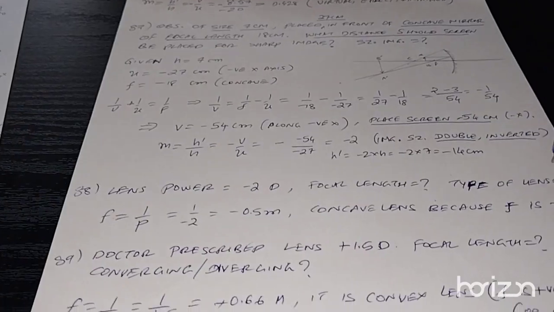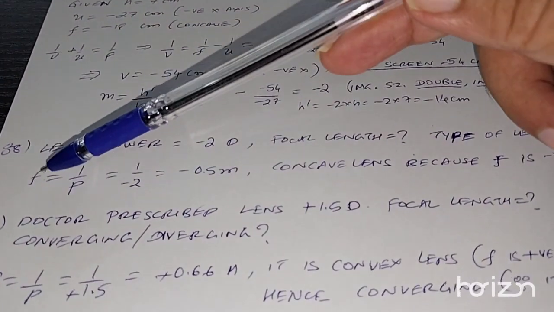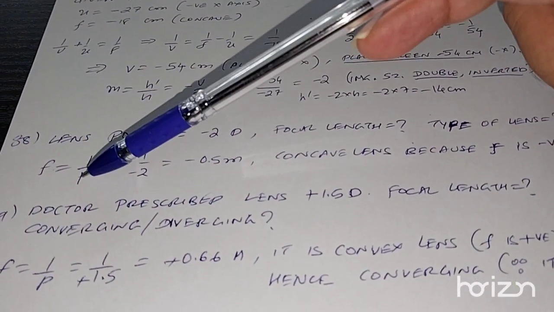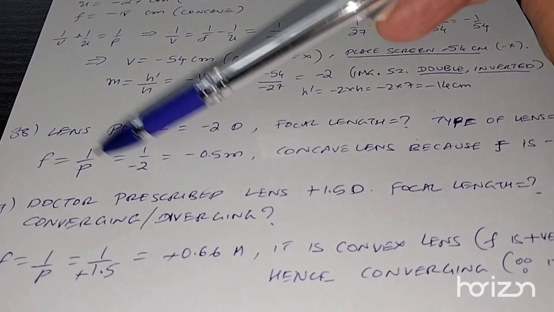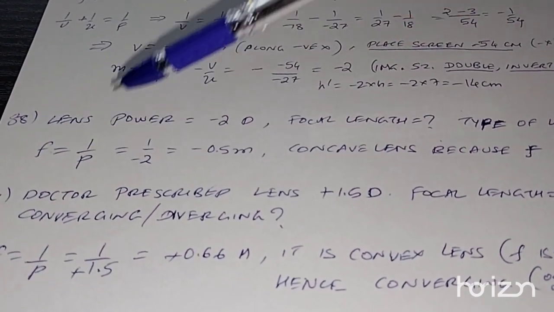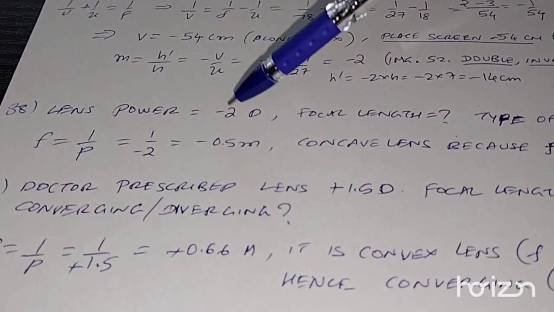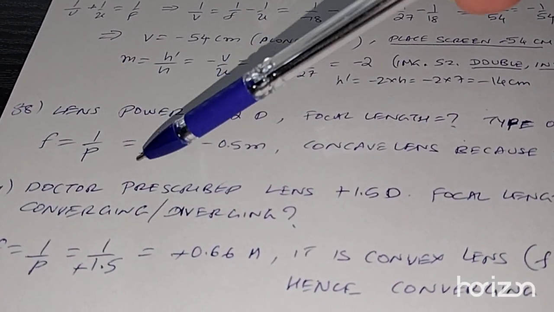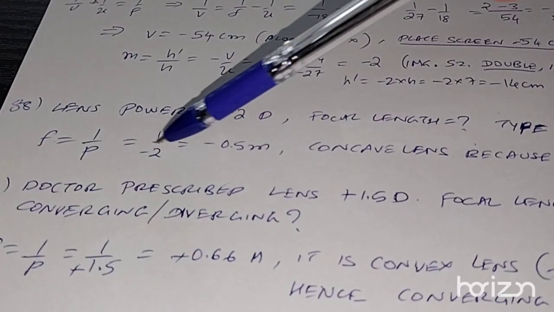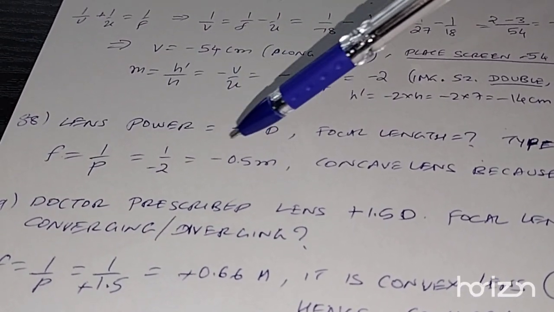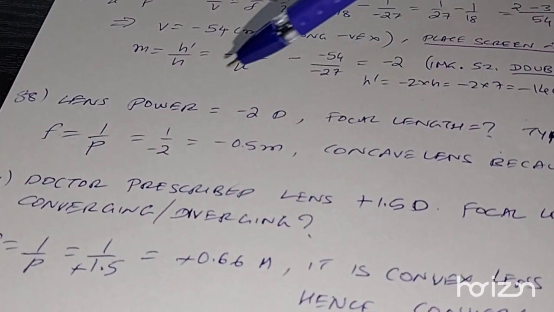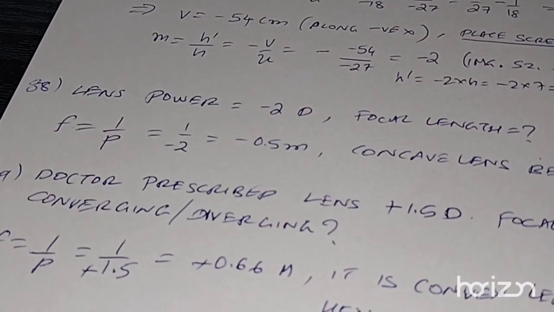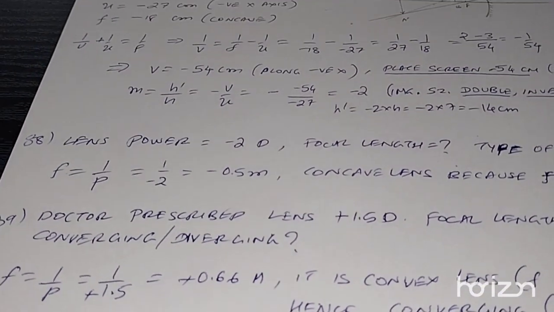Okay. Next question. Lens of power minus 2 diopter. What is the focal length? What is the type of the lens? See, power p is equal to 1 by f. If you do cross multiplication, f is 1 by p. So if the power is minus 2, the focal length is 1 divided by minus 2. You'll get minus 0.5 meter. Since it is minus, it's a concave lens because the focal length is negative.